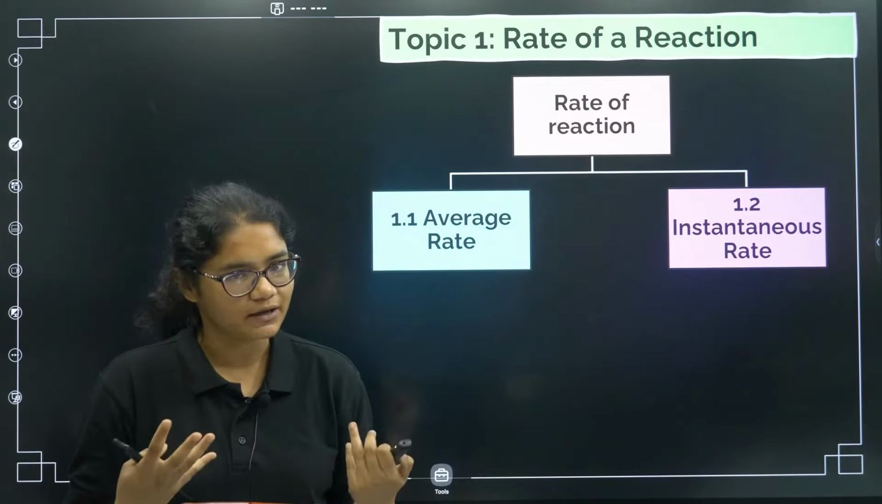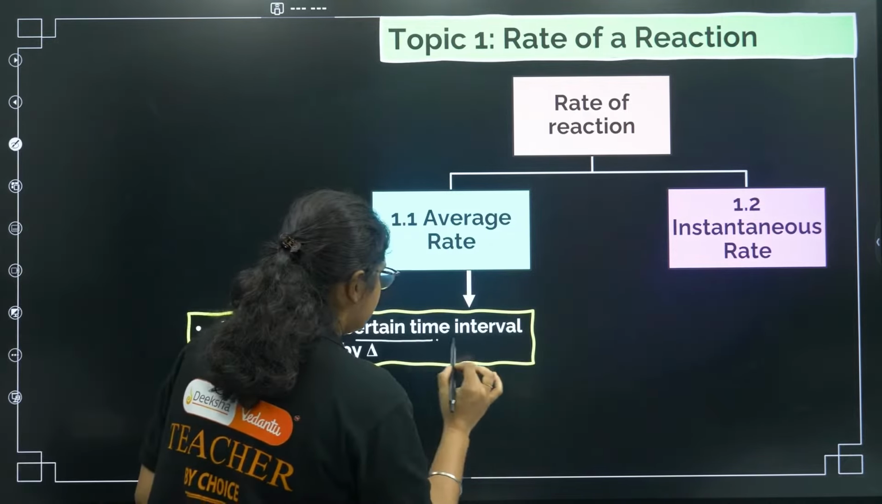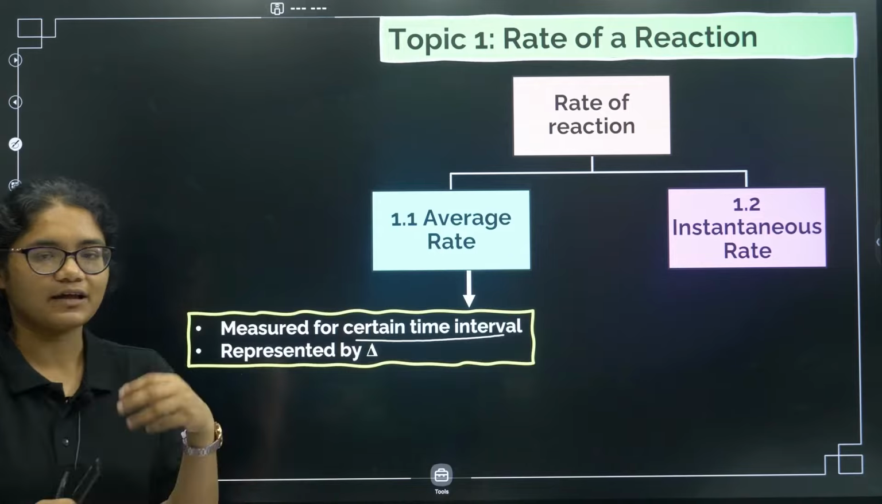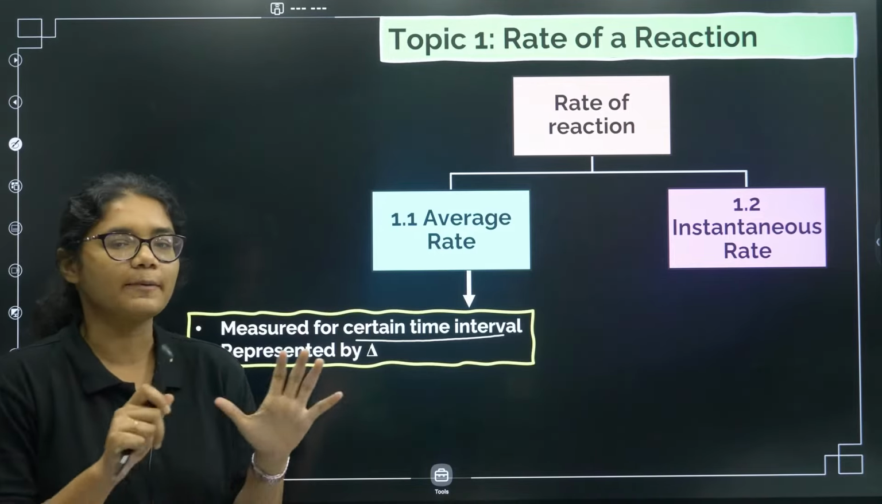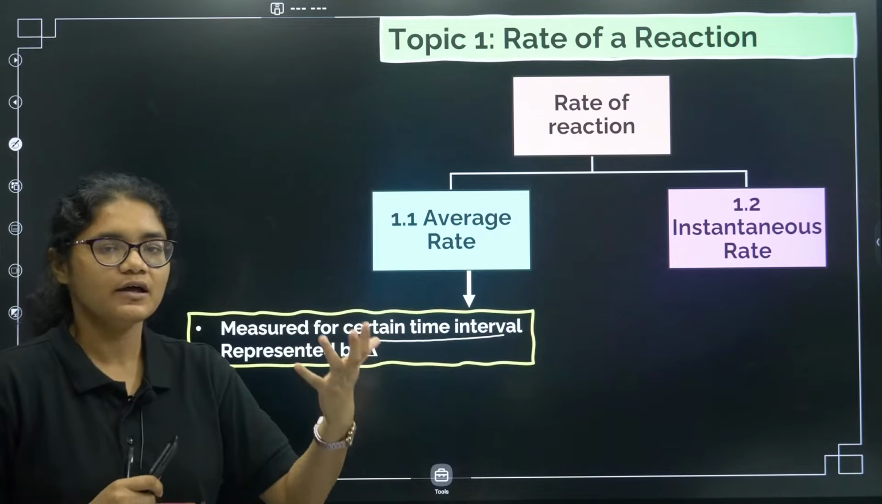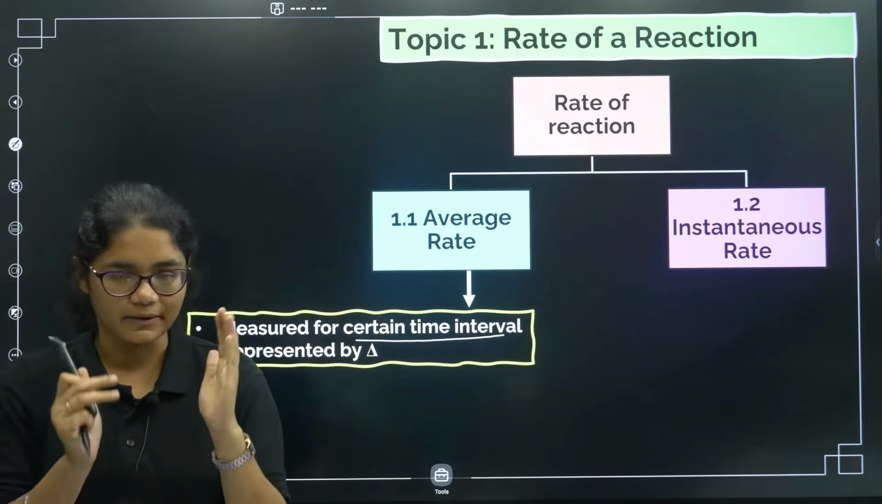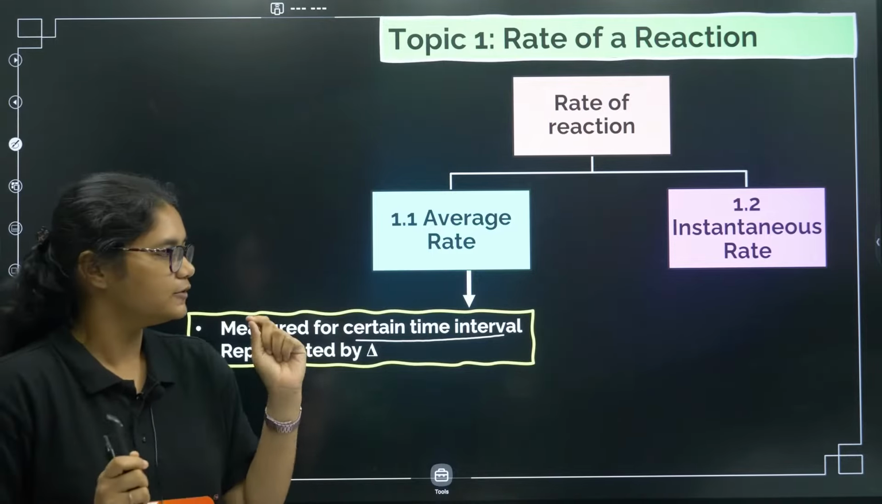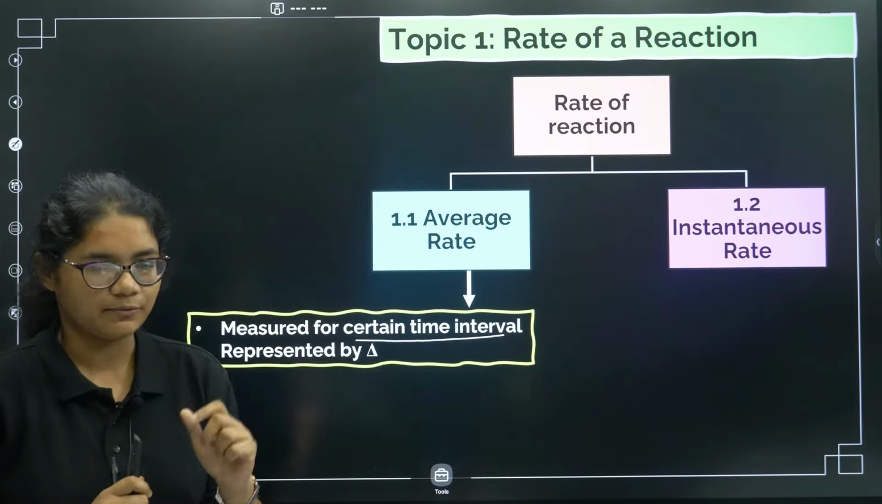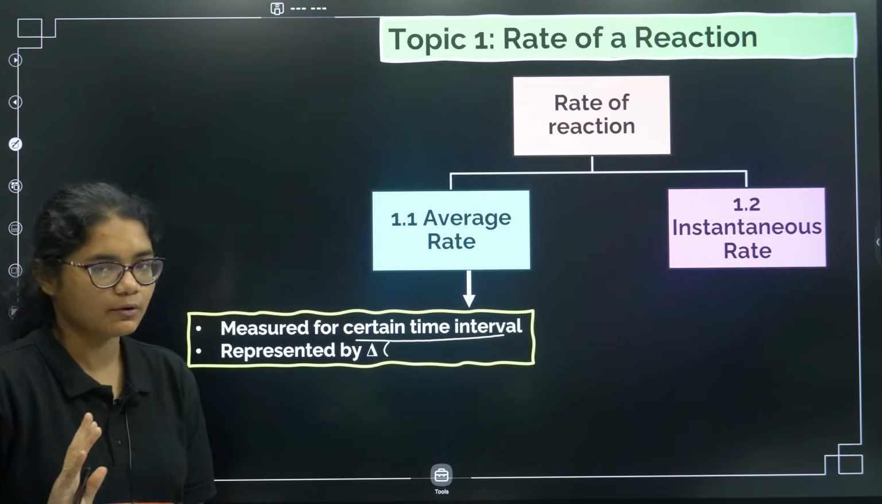What is the meaning of this? See, average rate is measured for a certain interval of time. For example, you started a reaction and then you kept it for 10 minutes, and after that you came and checked the reaction. What is the rate of the reaction in this? When you measure it for a particular interval of time, that rate is called average rate, and it is represented by this triangle, that is delta.